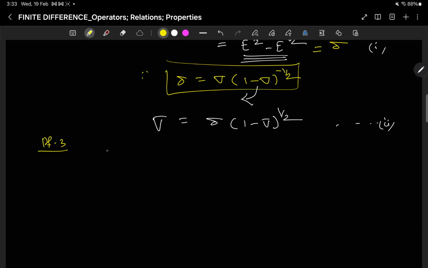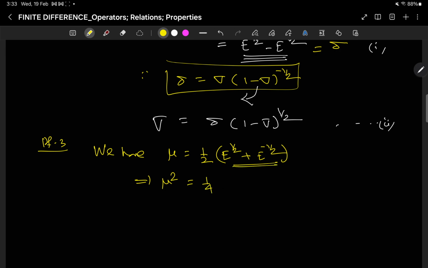So coming to the proof of 3, we have mu is equal to half e to the power half plus e to the power minus half. Already you know it. So this implies what is your mu square? It is 1 by 4 this whole square, e to the power half plus e to the power minus half whole square, a plus b whole square. This is 1 by 4. It is e plus e inverse and minus 2.